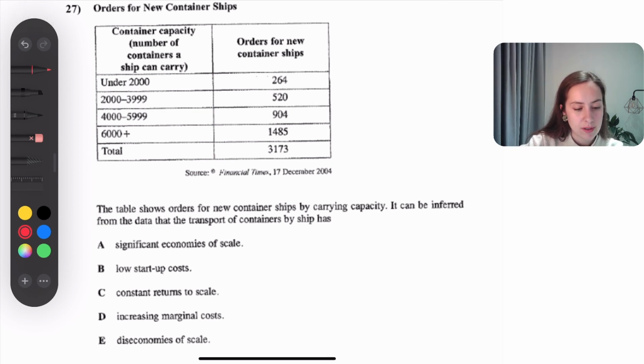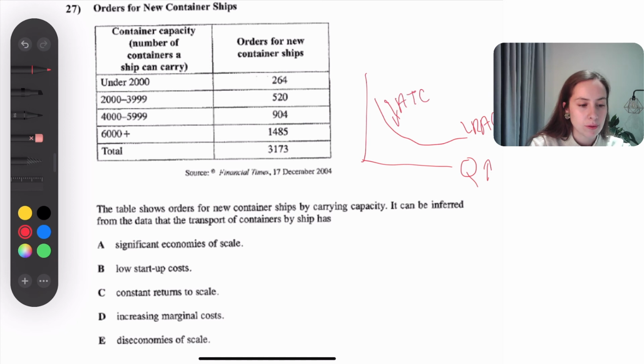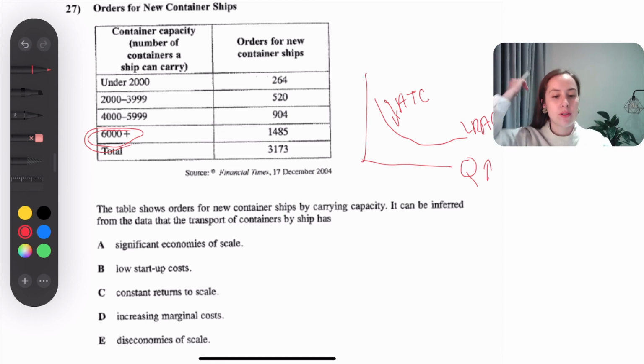This one's a bit weird, I guess, but what we see here is as a ship's quantity increases. Remember your economies of scale graph: as your quantity increases, your average costs are going to fall. Why? Because you can hold a lot more units of the good. The capacity has increased, so your average cost will fall. So I reckon this is showing economies of scale.